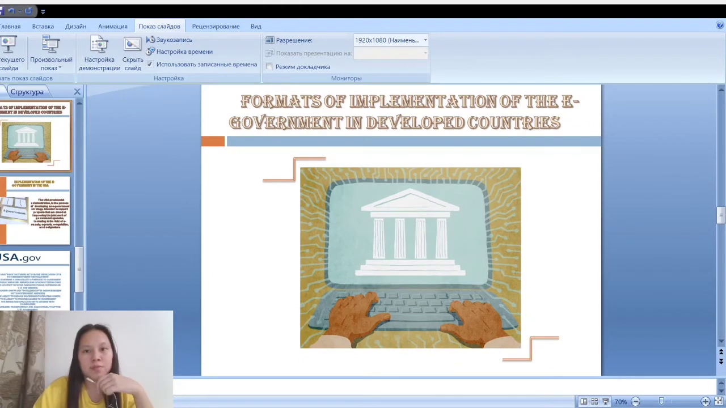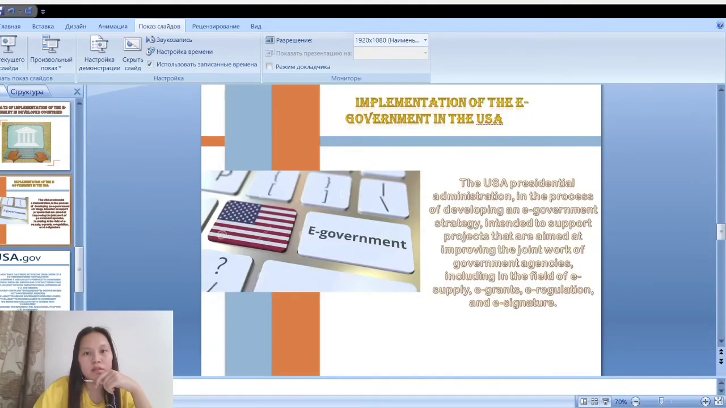Formats of implementation of e-government in developed countries. Implementation of e-government in the USA. The USA was one of the first in the world to create an e-government system. The first e-government project in the United States was the President's website in 1993.